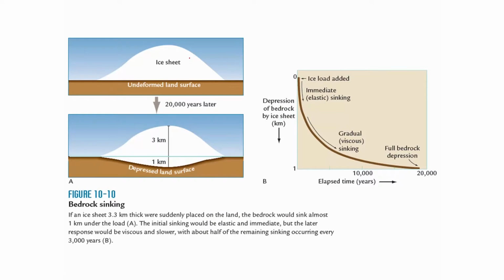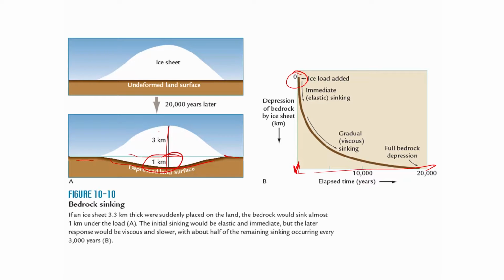So as you begin to grow the ice sheet, the land surface gets depressed. So you have a total of 3 kilometer thick ice, but 1 kilometer of that glacier is actually below the surface level, and there is a delay in this as well. So ice load is added at, let's say, time 0. You're going from time of 1 to 20,000 years, and the immediate elastic response is kind of small, but over time the depression under the ice sheet begins to grow. This is shown in kilometers, and you can see that the full bedrock depression doesn't appear till about 20,000 years.